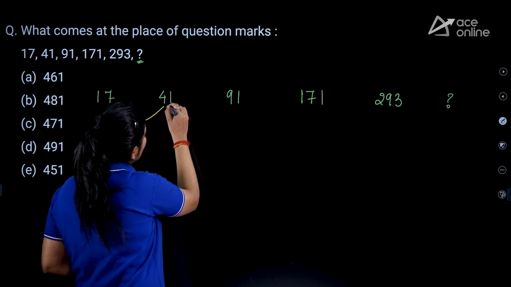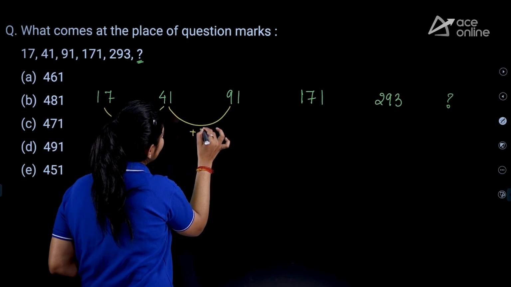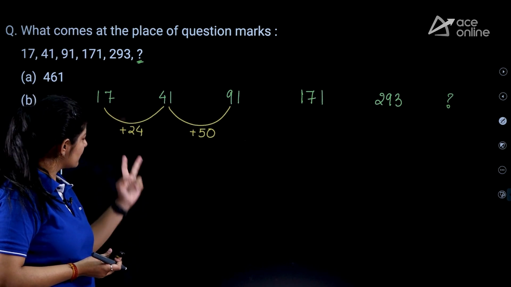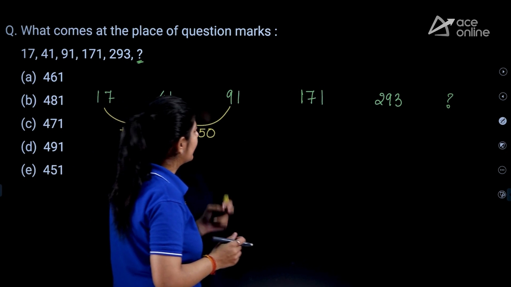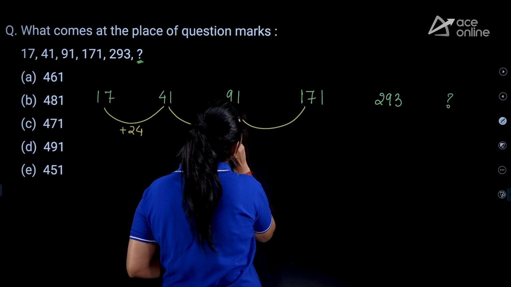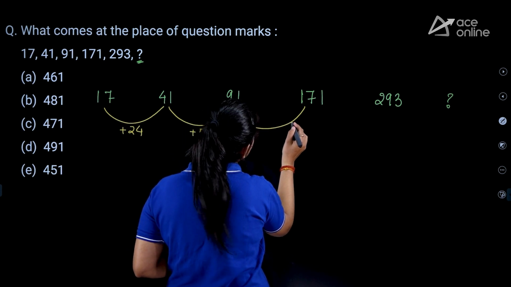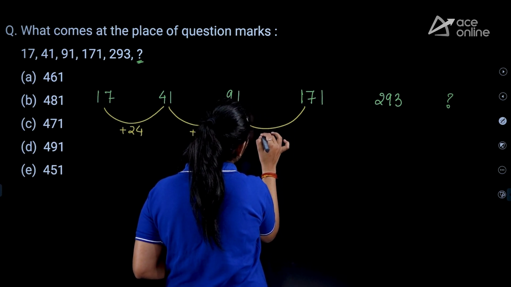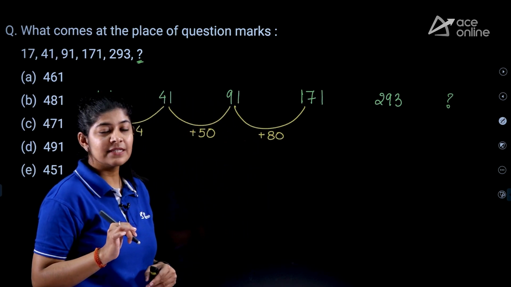When I add 24 to 17, I'll get 41, right? So if I find the difference over here, I'll get a difference of 50, which is not exactly double of this one, but it is nearly equal to that, right? Now, if I find the difference over here, there's a difference of plus 80.